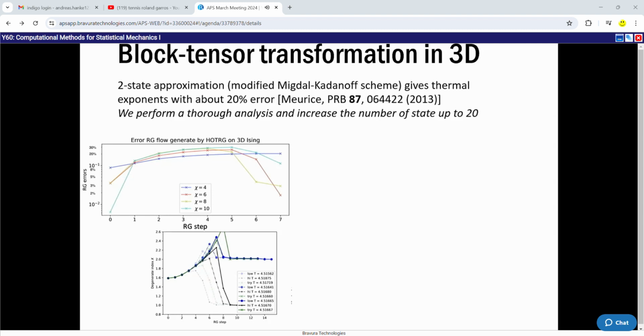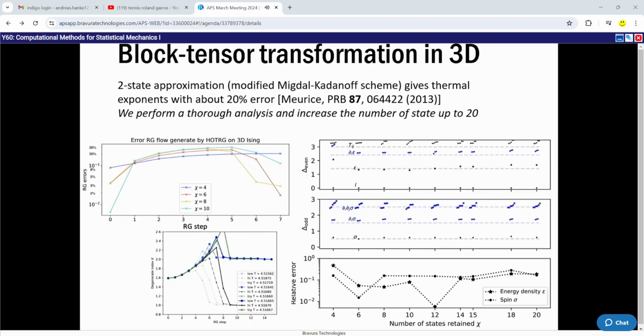And here is the behavior of the RG flow. Notice that the RG error grows very quickly with the RG step. And when you increase the number of couplings, here if you do a 10-state approximation, the error for the first step is relatively small, but it shoots up very quickly to more than 10% or 20%. And around the critical region, when you keep more states, you even have a larger RG error, which is not very satisfying because you wish that when you keep more coupling constants, you can reduce the error, but this is not very good.